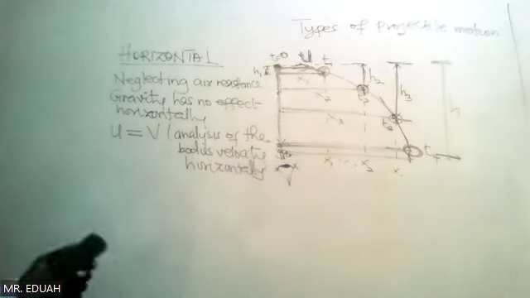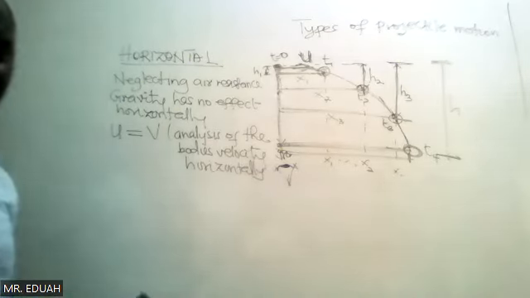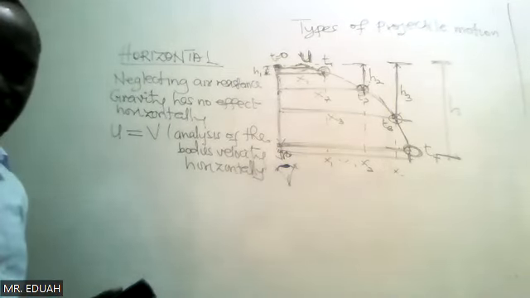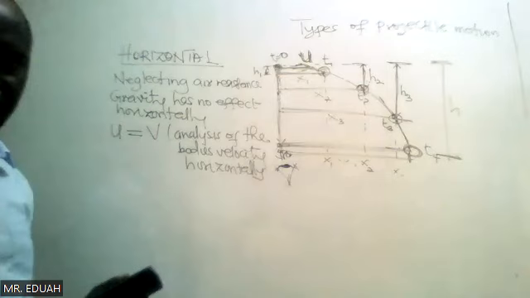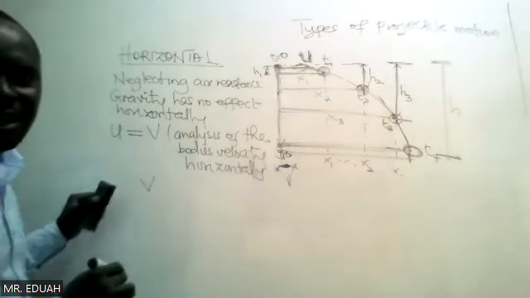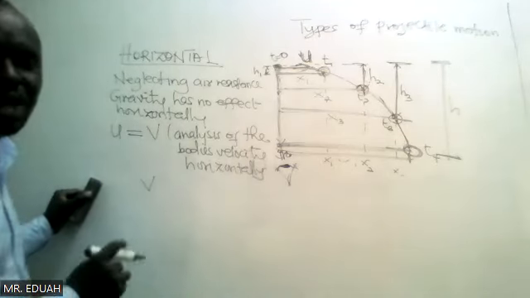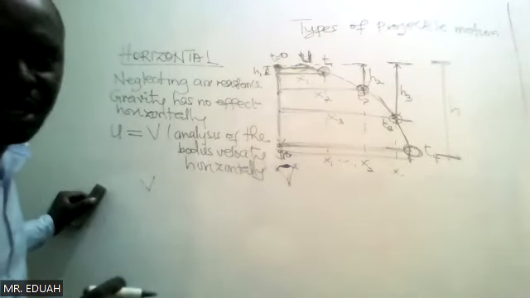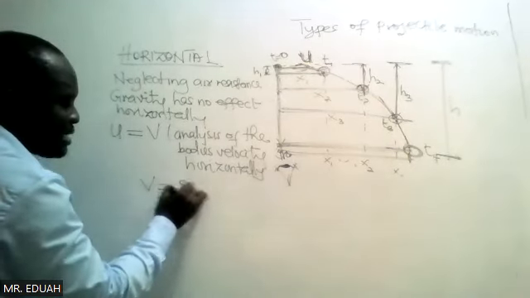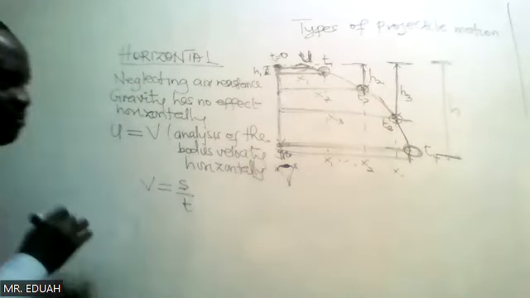What is the formula for velocity in terms of displacement and time? Is velocity equal to displacement over time? Okay. Yes. Good. So V is equal to S over T.